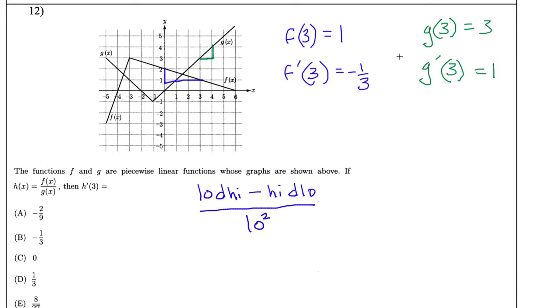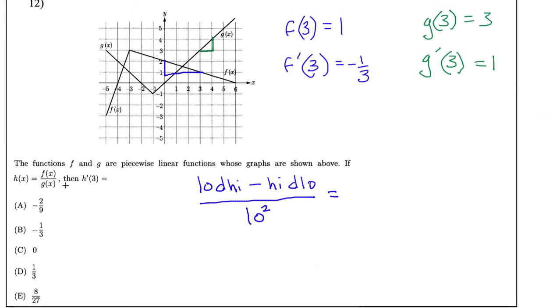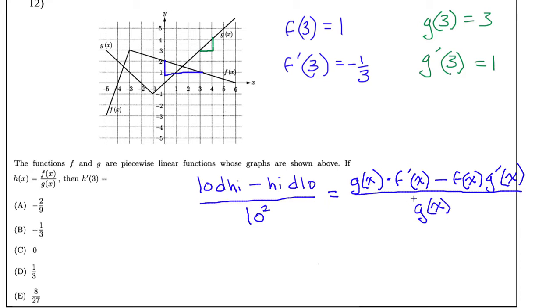So we have all the input. Now we're going to come back here and plug them in. What is low? Low is g of x. So I'm going to say g of x times d high, the derivative of the top, which is f prime of x. Subtract high, which is f of x, times the derivative of low, which is g prime of x. All of that is going to be divided by low, which is g of x, that quantity squared. We know what all of these are.